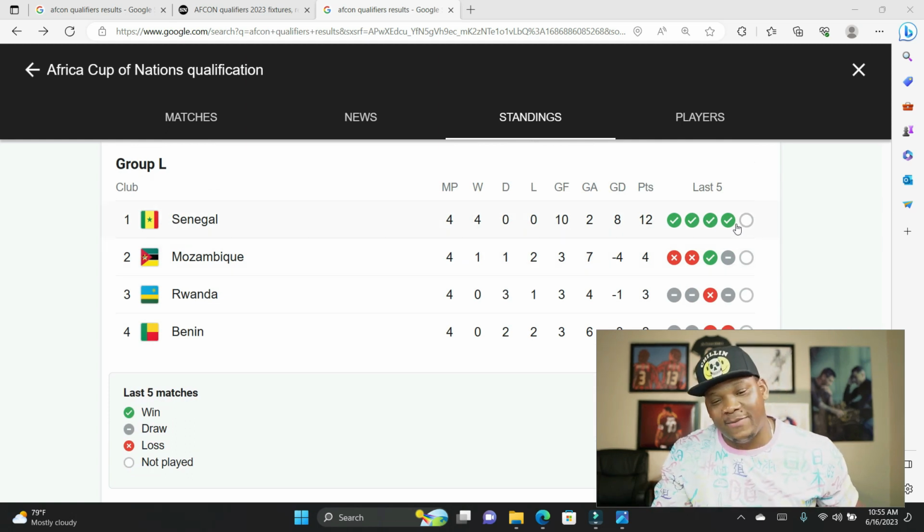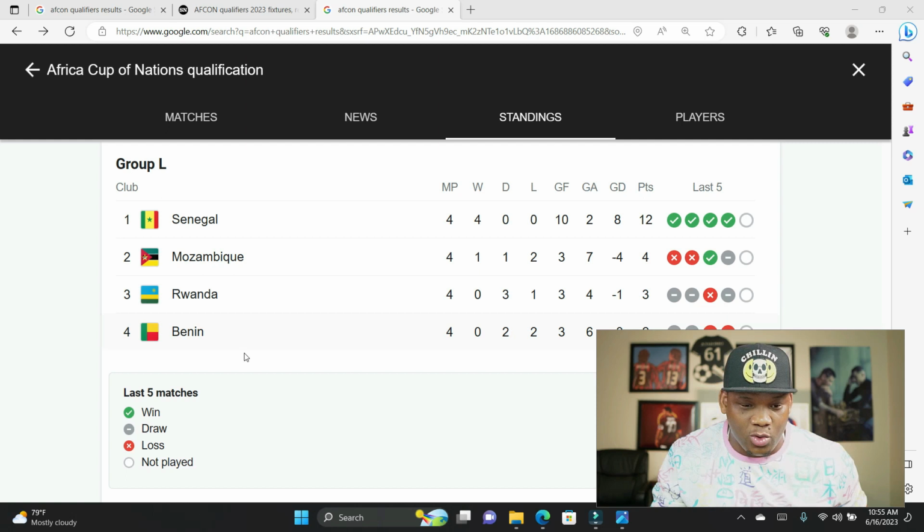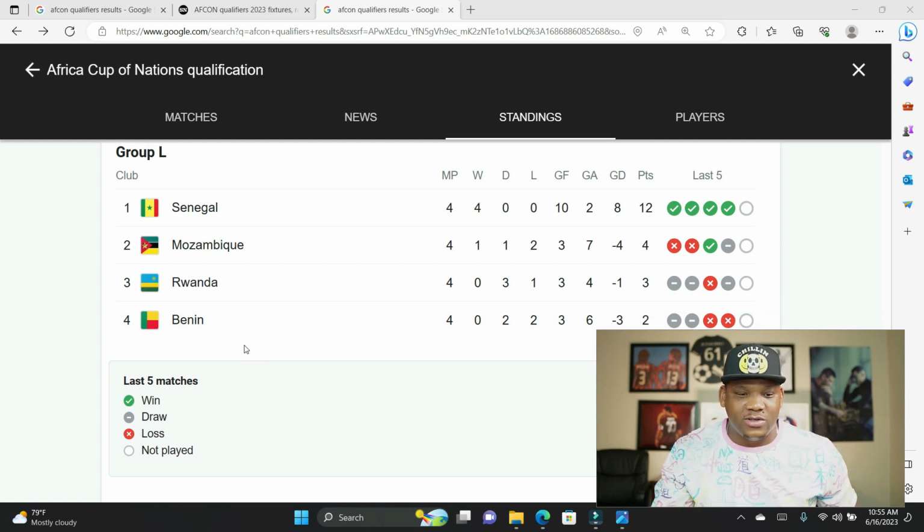Group L: Senegal, the defending champs, already qualified. They won all their matches. And then Mozambique, Rwanda, and Benin. I know that Benin is hosting Senegal in the next match. So Benin has 2 points. They can still catch Mozambique. Also, Rwanda can still make it. So these three teams can still fight for the second spot.